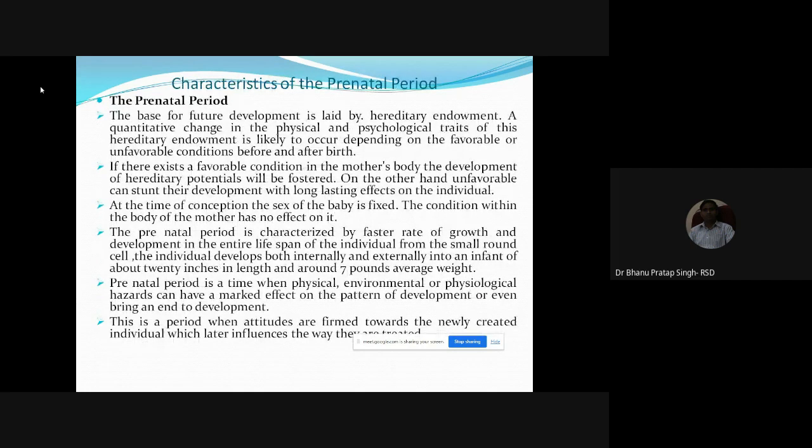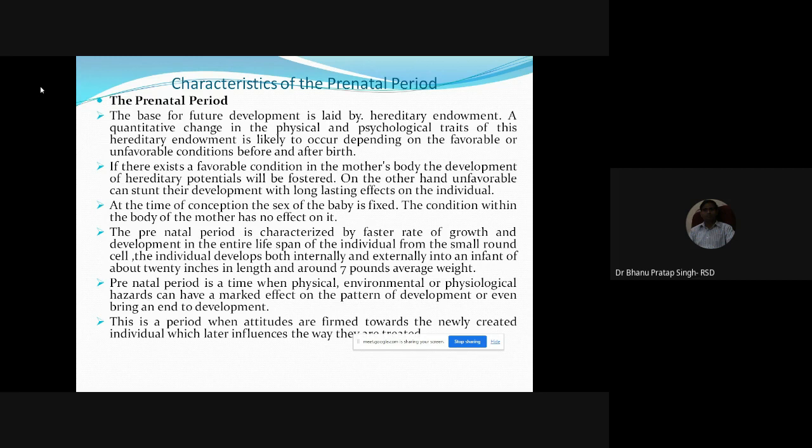So, what are the characteristics of the prenatal period? The prenatal period was divided into, sorry, 3 stages. It has various characteristics in nature. First, the base of future development is laid by hereditary endowment. A quantitative change in the physical and psychological traits of this hereditary endowment is likely to occur depending on favorable or unfavorable conditions before and after birth.